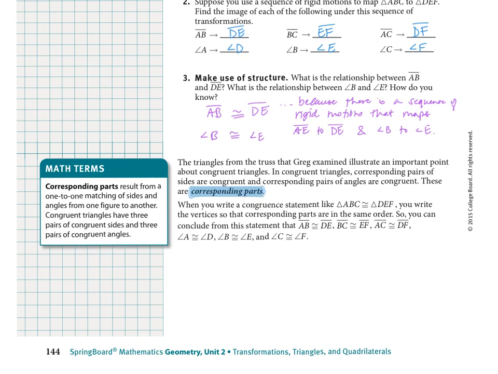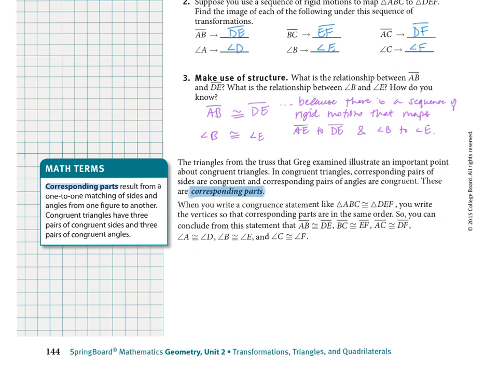And I know on the margin it kind of tells us what that really means. So let's go ahead and read that as well. It says corresponding parts result from a one-to-one matching of sides and angles from one figure to another, just like what we did above. Congruent triangles have 3 pairs of congruent sides and 3 pairs of congruent angles, which makes sense, right? Triangles have 3 angles and 3 sides.